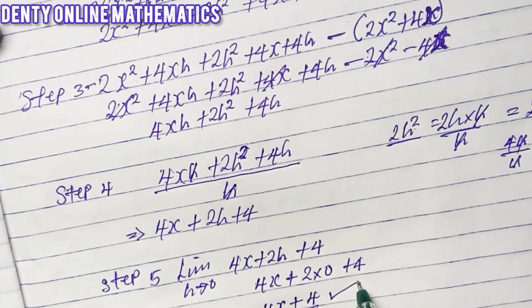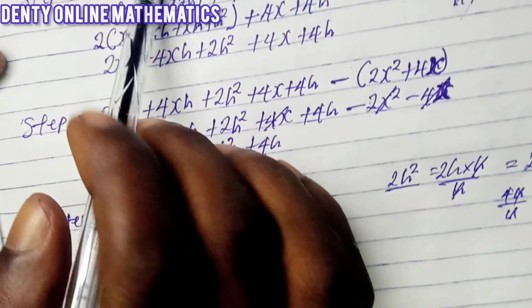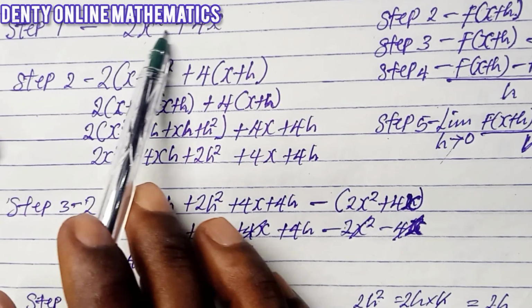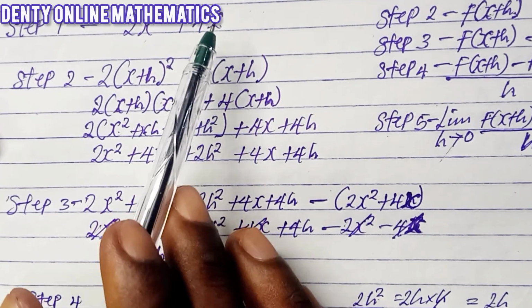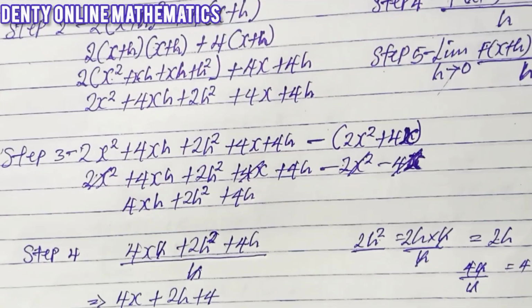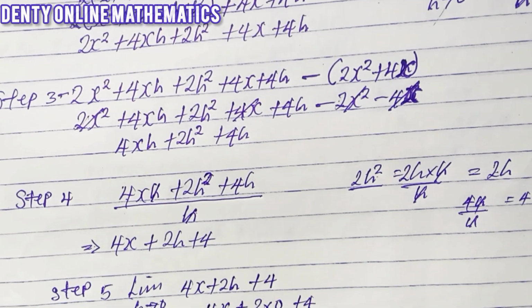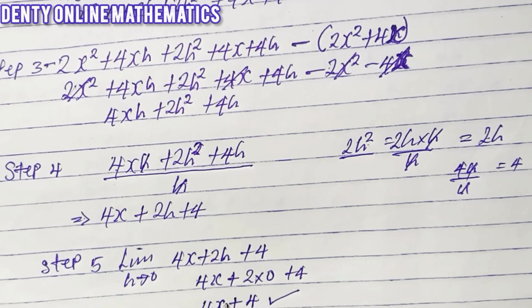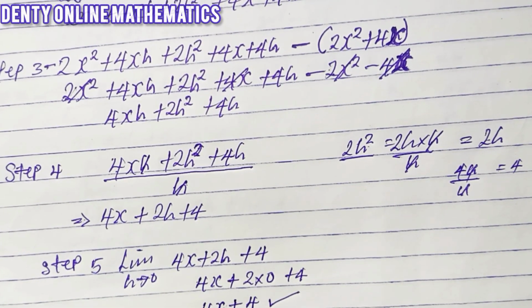And that's the final solution to this problem. So if you're asked to differentiate 2x squared plus 4x, your final answer as the derivative using the first principle is going to be what? 4x plus 4, just as we have here. And that's the final solution to this problem.